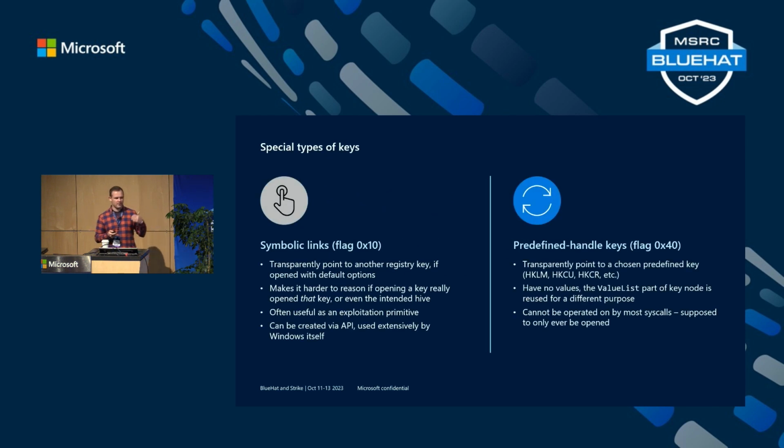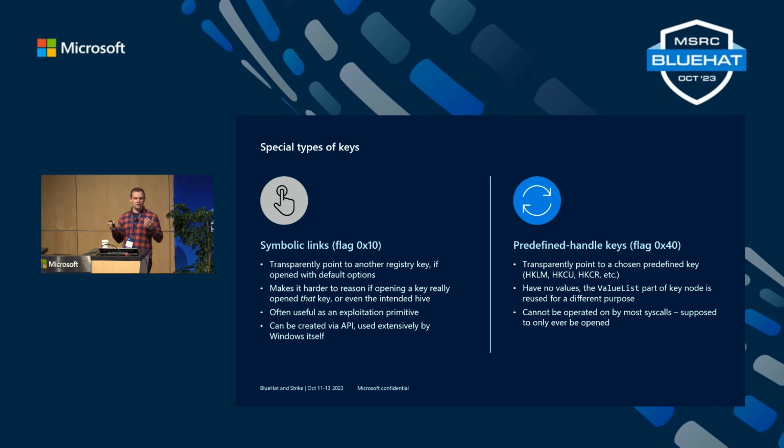So first of all, we have special types of keys, right? We have symbolic links, which you may know from other parts of the operating system, such as the file system. So instead of having a normal key with values and so on, we have a key that just points somewhere else. So when we open it, this key is not really opened, but some other key at some other arbitrary registry path is opened instead, right? So this is first a very non-intuitive behavior that has been used in a lot of attacks in the past.